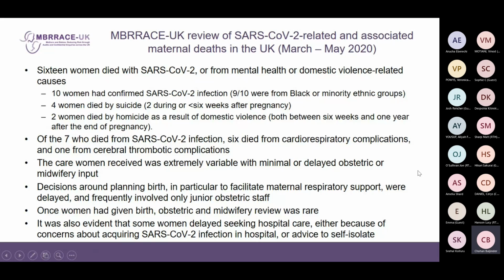The care that they received was extremely variable, with minimal or delayed obstetric or midwifery input. I find that a bit surprising. When there's a pregnant woman, everyone else is generally quite nervous and tends to ask for obstetric input quite quickly. But again, that's the whole reason for early escalation, getting the right people involved.